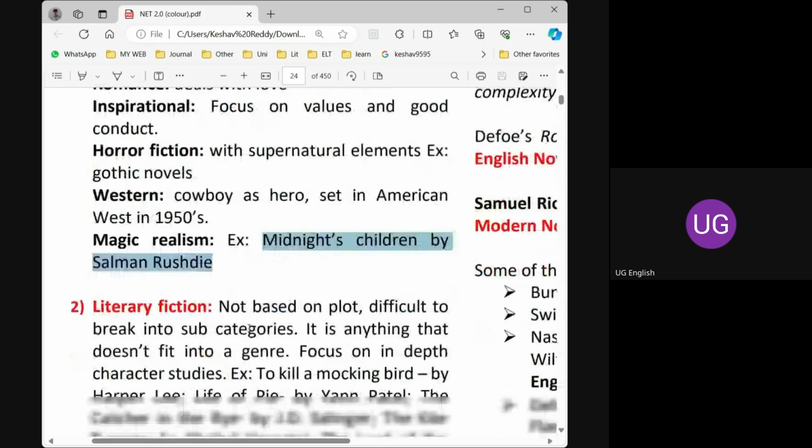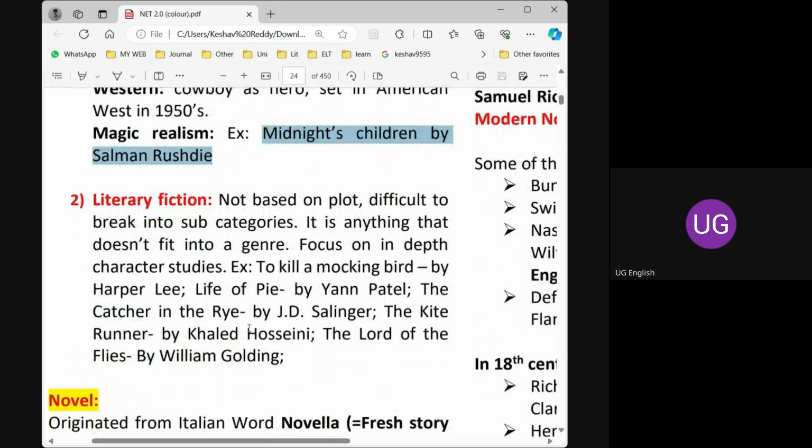And coming to literary fiction, as I told you, it is not easily categorized. It doesn't fit into any of the genres listed above. There are some other genres also, but it is not easy to categorize them. They have given a few examples, like To Kill a Mockingbird by Harper Lee. It's a famous American novel.